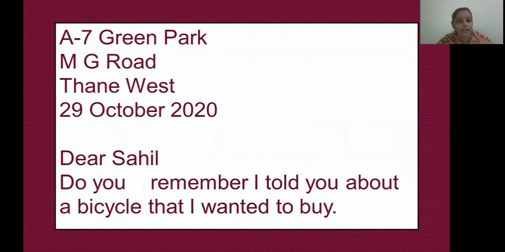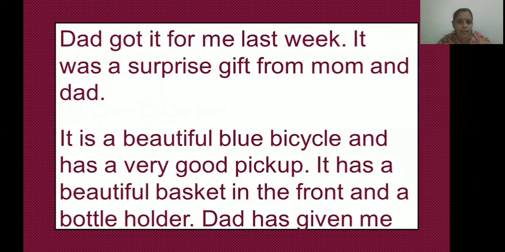Whom are we addressing the letter to? We are writing to a friend. So I have written my friend's name. You can write your friend's name. Dear Sahil. Again, no comma here. Okay. Then I'll start the letter, the introduction. Do you remember? I told you about a bicycle that I wanted to buy. Dad got it for me last week. It was a surprise gift from mom and dad. This is the introduction part.